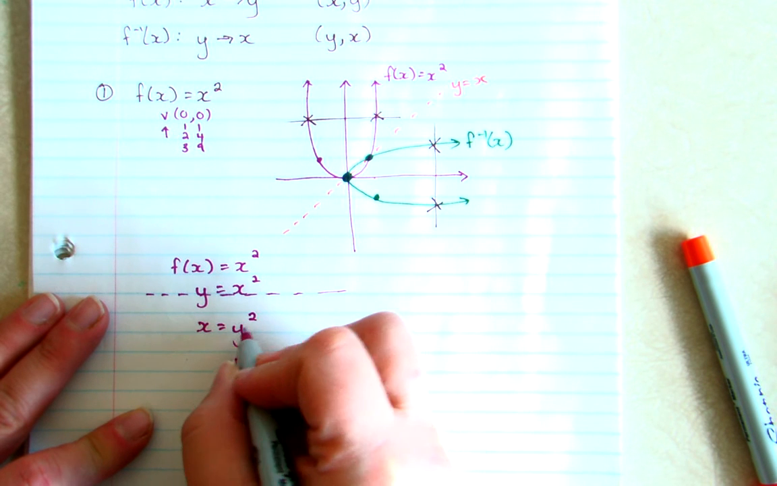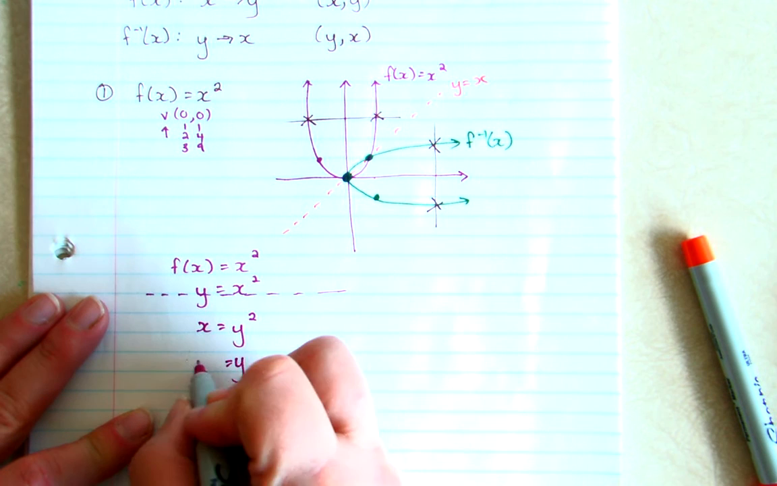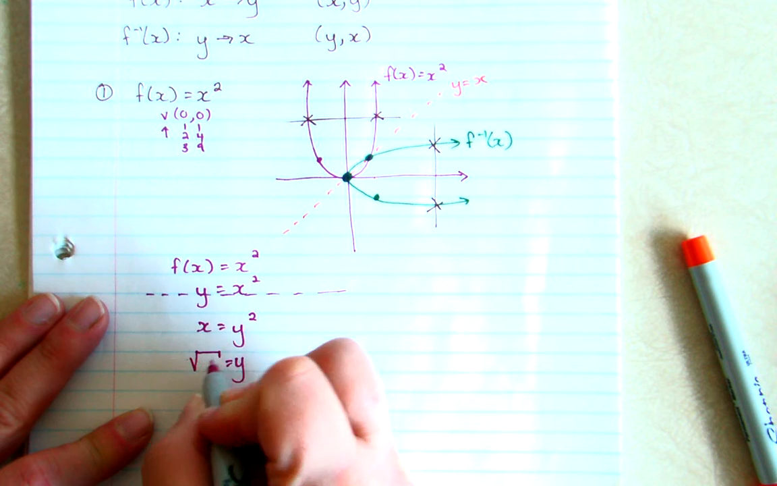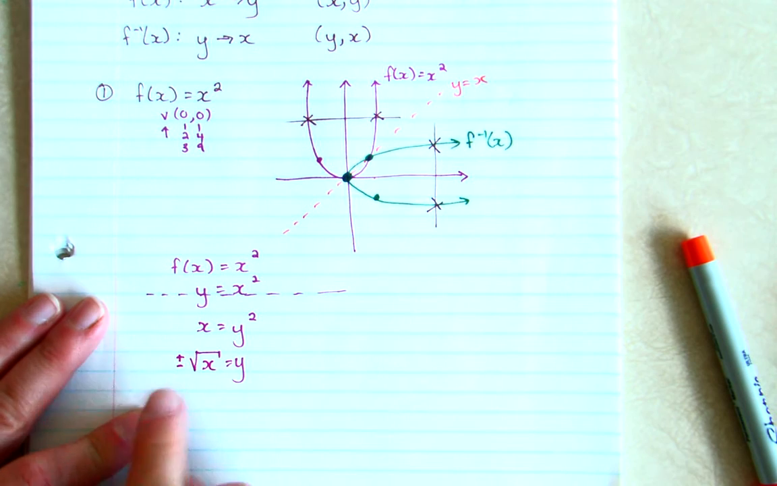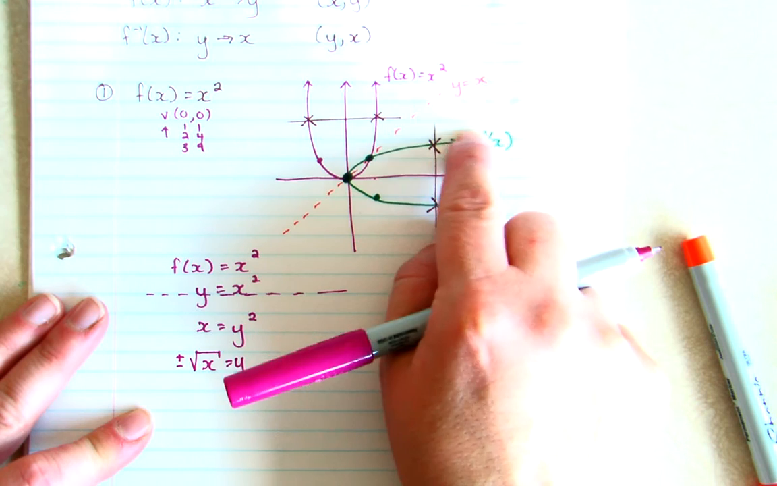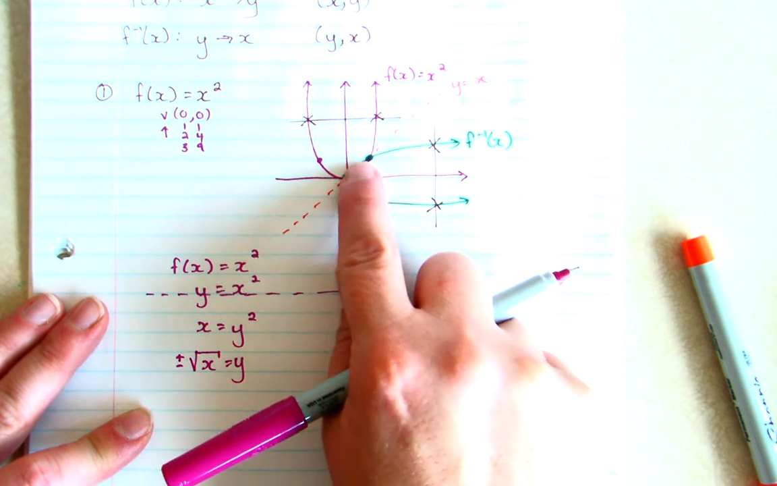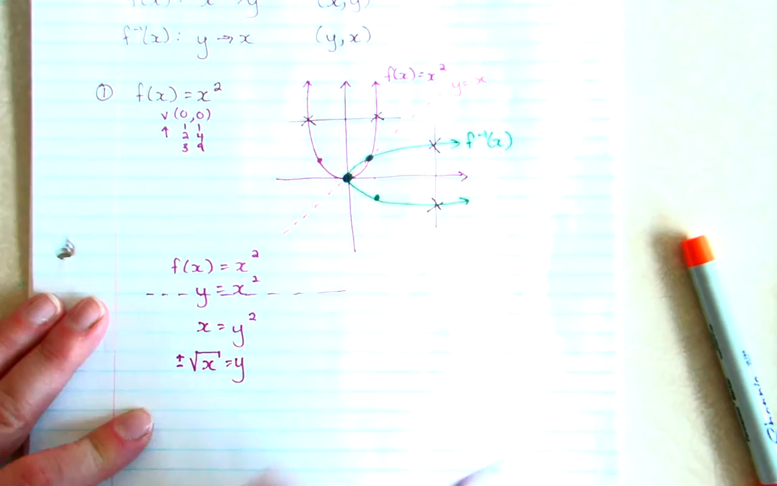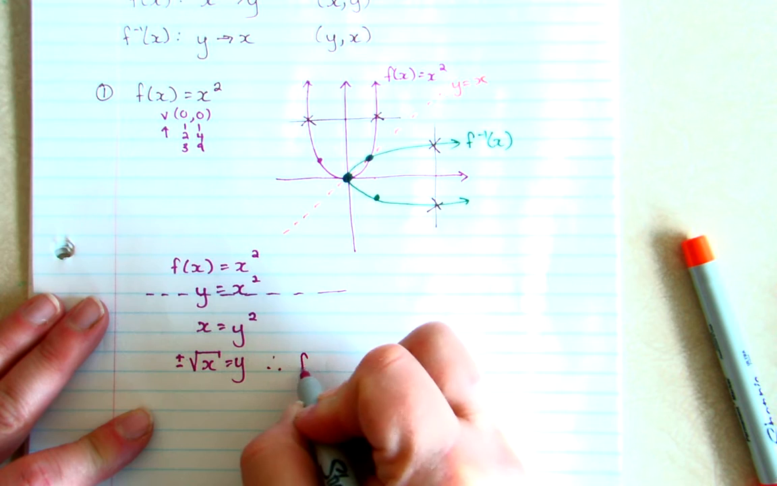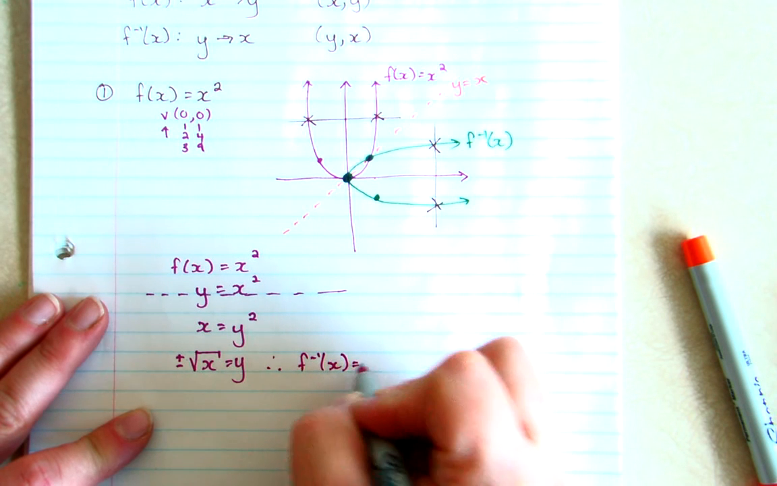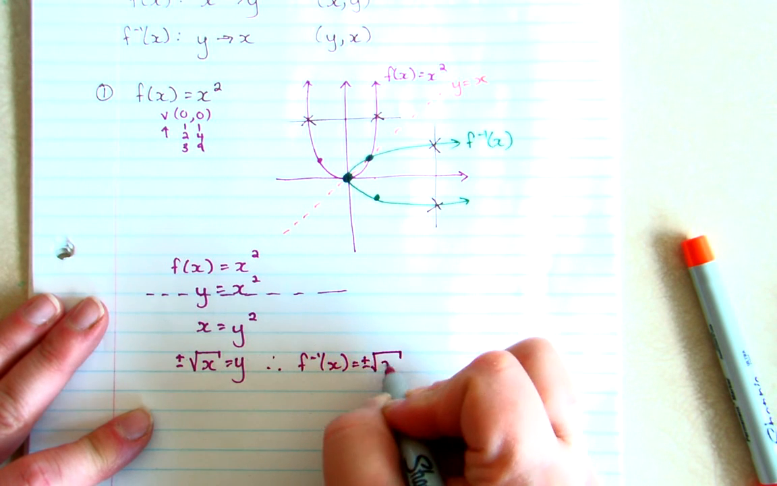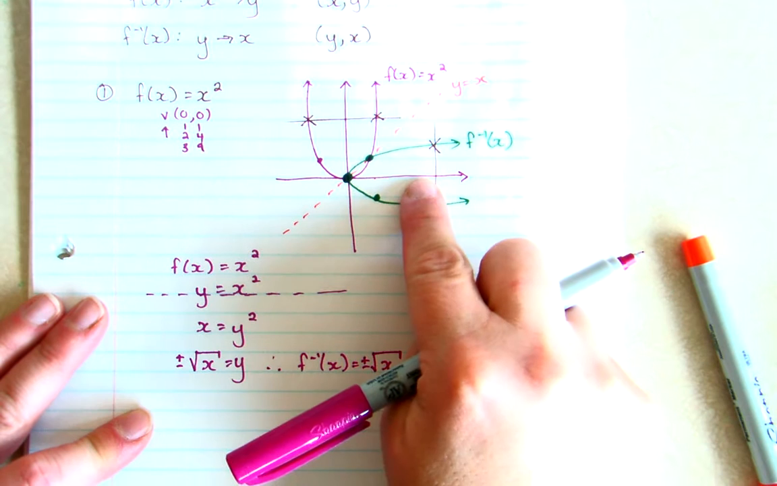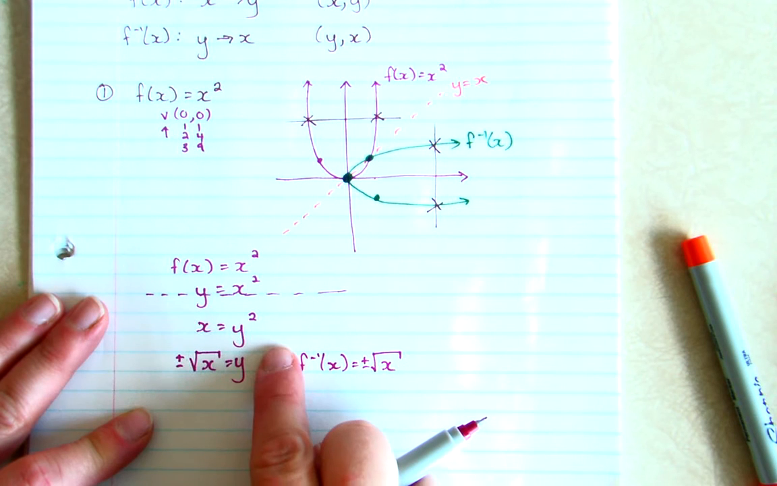So to isolate this y or get rid of the exponent 2, I need to square root it. And because I'm not making any assumptions, I say there's a positive and negative square root, because the positive square roots represent the top part of this, and the negative square roots represent the bottom. So therefore, f inverse of x would be plus or minus the root of x. So to graph, we switched points. To find the equation, we switched x and y and then isolated y.